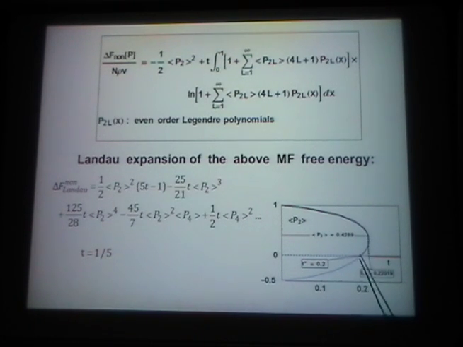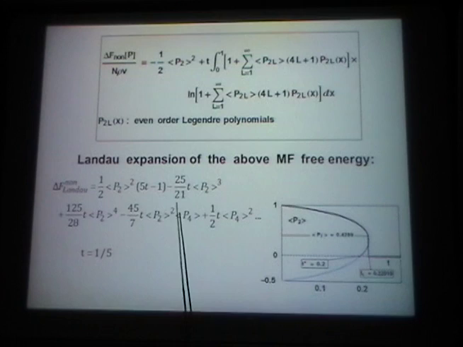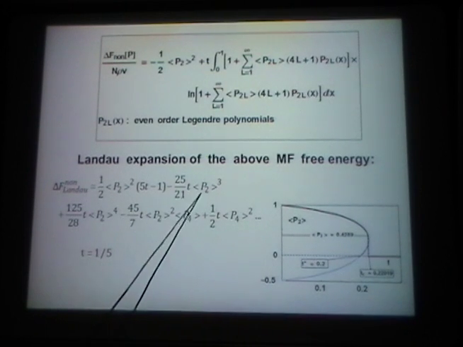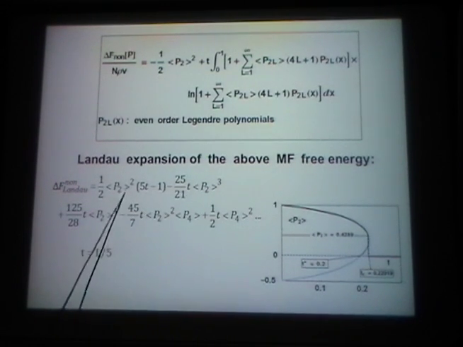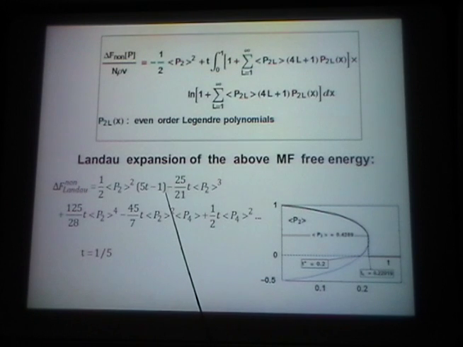This sort of expansion is called Landau expansion. And if you do that for this sort of expression, it's just an exercise in multivariable Taylor expansion, so it's pretty easy. Then you recover something like what I showed here. So you have powers of P2: squared, cubed, etc. Note that the quadratic part can change sign.